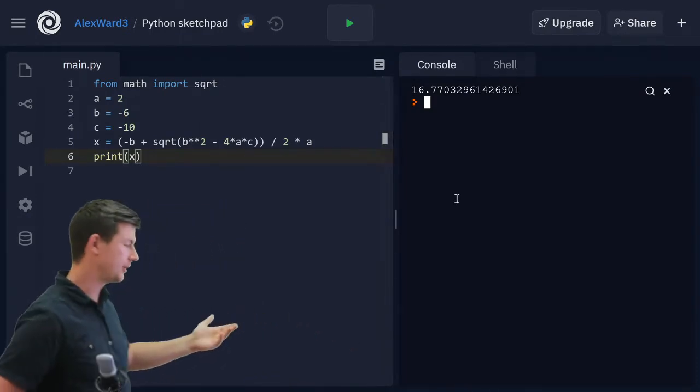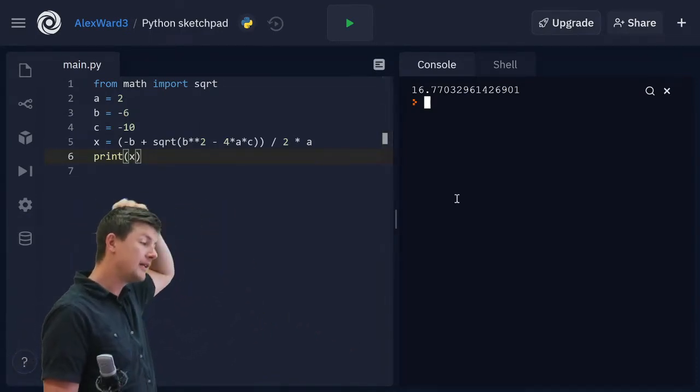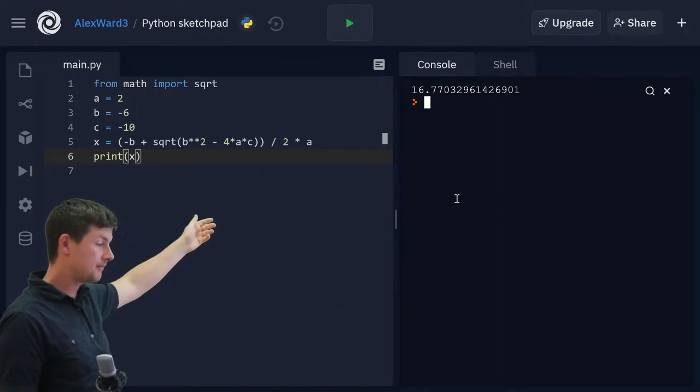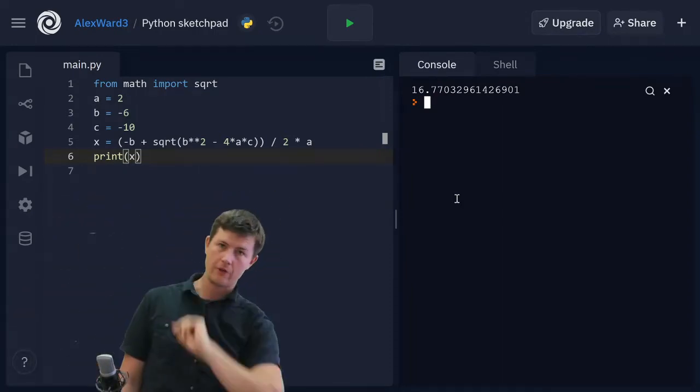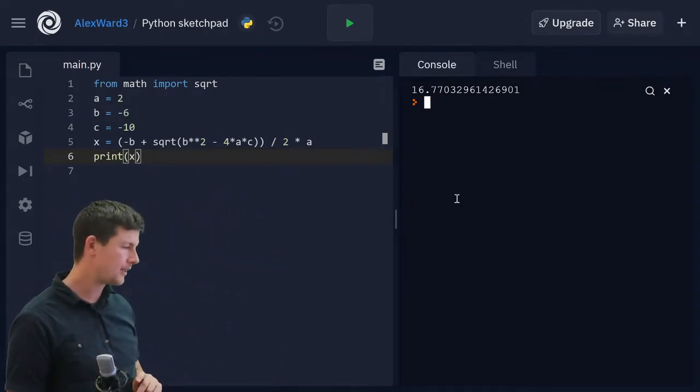Hey, look at that, a solution. Does it mean anything to us? No, not really. But it is solved. One of those points has been found. Let's find the other one. How do we do that?